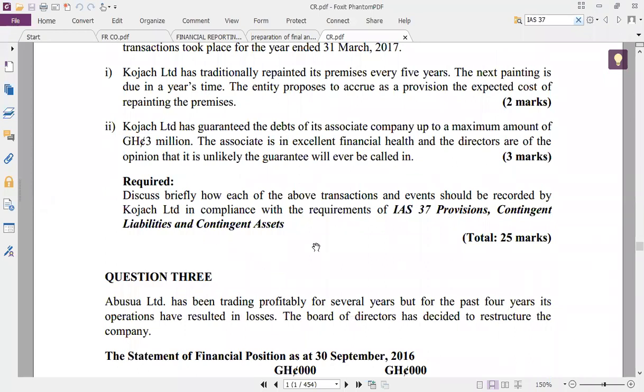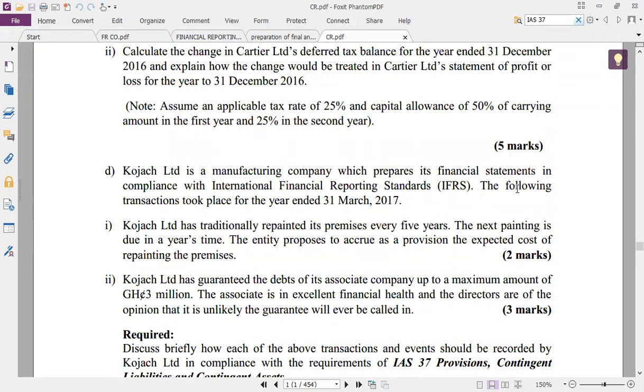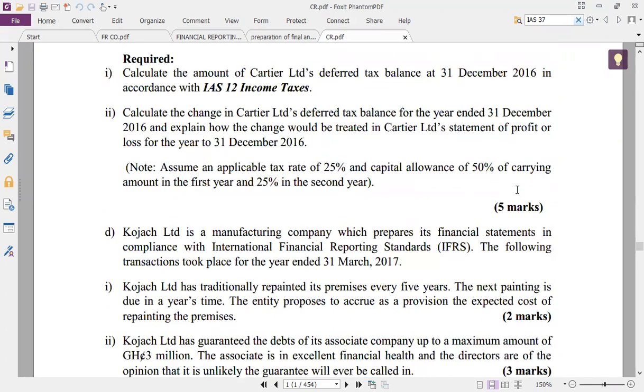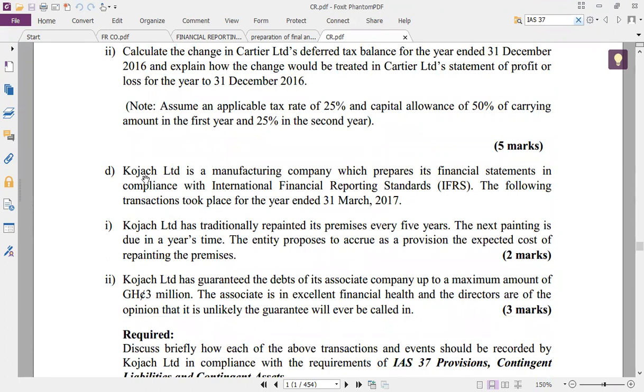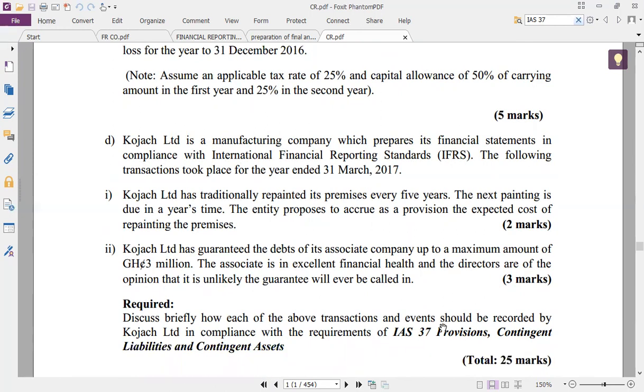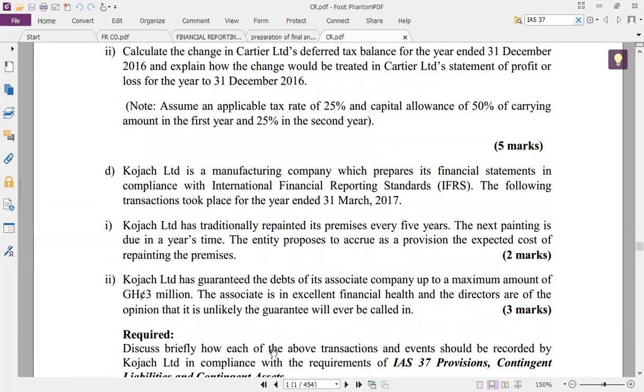It's going for how many marks? We have 2, 3, making 5. Okay, so we're saying discuss briefly how each of the above transactions and events should be recorded by Kojak Limited in compliance with the requirements of IAS 37 on provisions, contingent liabilities and contingent assets.